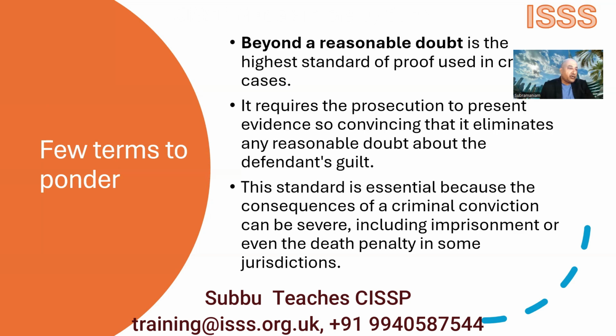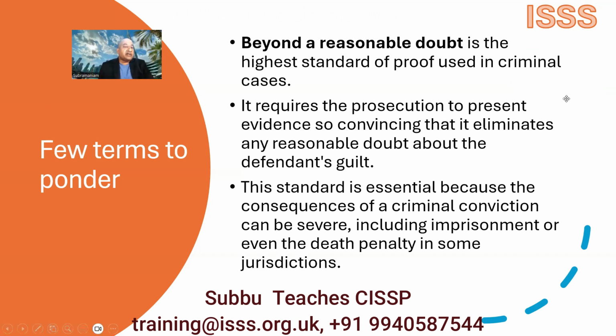So, burden of proof. Beyond a reasonable doubt is used for criminal cases. It requires the prosecution to present evidence so convincing that it eliminates any reasonable doubt about the defendant's guilt. That means it is proven in the criminal case. This carries more value because if a human life is subjected to a sentence, it would be a very serious offense if we later prove that he is not a criminal. So beyond reasonable doubt, we need to actually prove it.